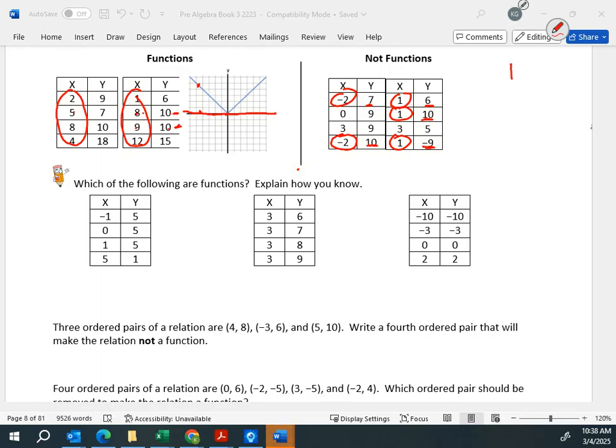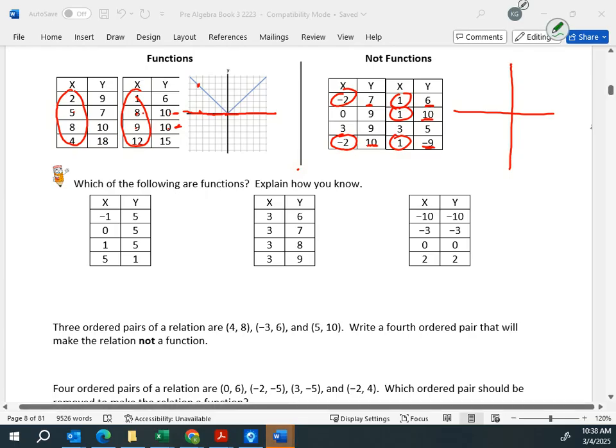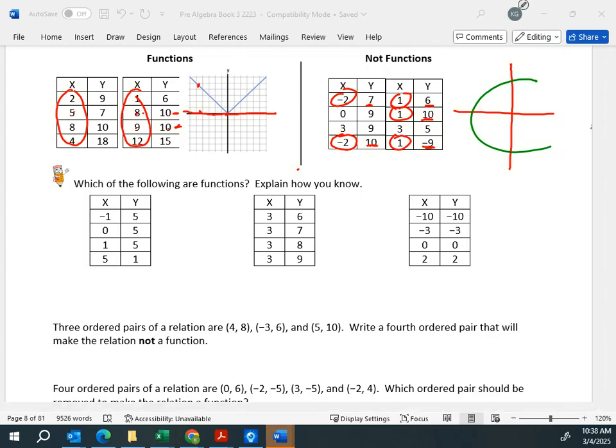If it's a graph, something like that. Not a function. Because this x has a y up here and a y down here. You can't have one x with 2 y's. Not a function.